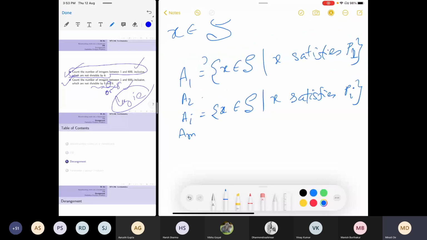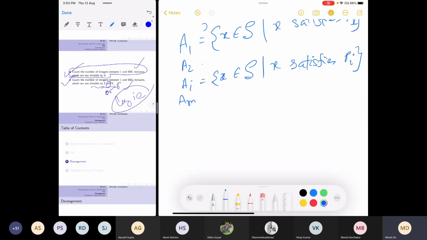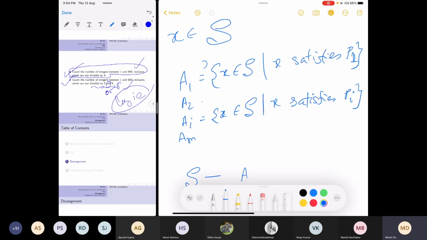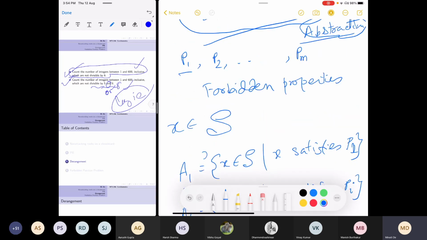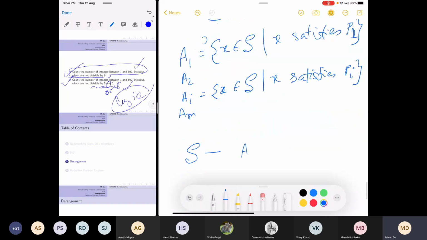Right. If you see the question which we asked, what was the question we asked? We were interested in this thing. I don't want my elements in the given set to satisfy any of the properties P1, P2, up to PM, corresponding to A1, A2, up to AM. I don't want them to be satisfied. So in other words, I am interested to know what is this set.